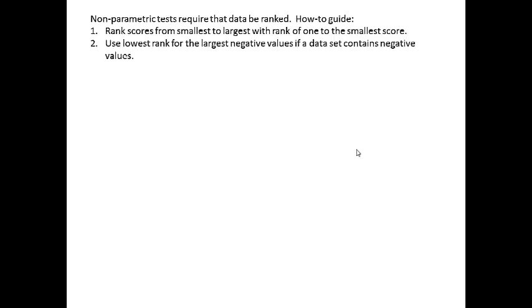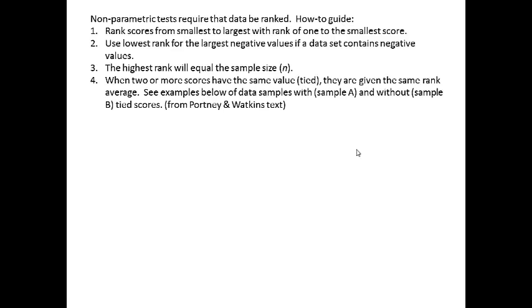So as we said before, non-parametric tests in general require that data be ranked. Here's a how-to guide on ranking data. Rank scores from the smallest to the largest with a rank of 1 going to the smallest score. Use the lowest rank for the largest negative value if a data set does contain negative values. The highest rank will always be equal to the number in the sample size. When two or more scores have the same value, for example they're tied, they're given the same rank average.